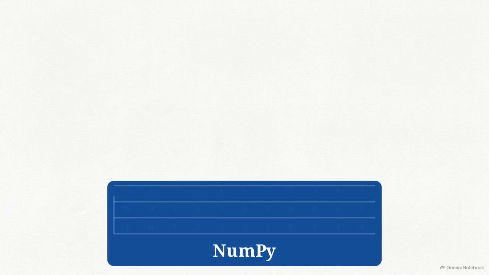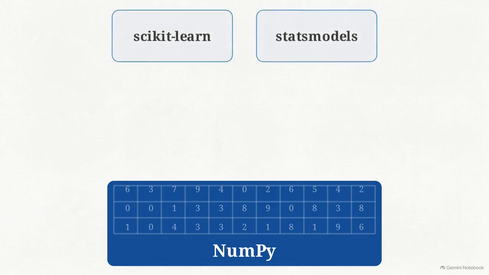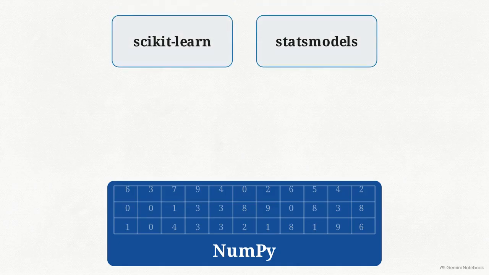NumPy is the foundational layer of the Python data stack. It provides the raw structure, the array, and the basic arithmetic operations required to process numbers. But arrays alone cannot solve complex engineering problems without advanced mathematical algorithms. Libraries built for high-level statistical analysis and machine learning sit at the top of this ecosystem.